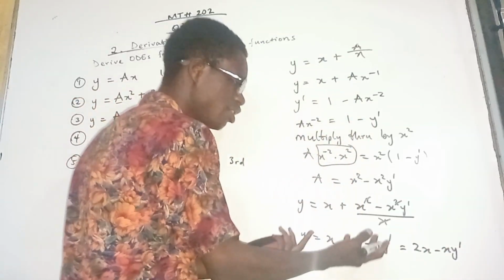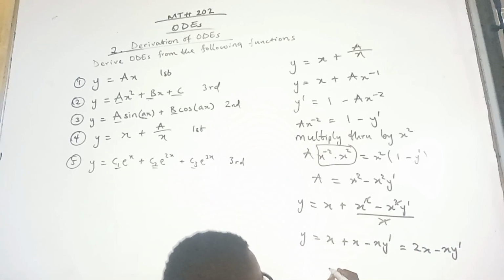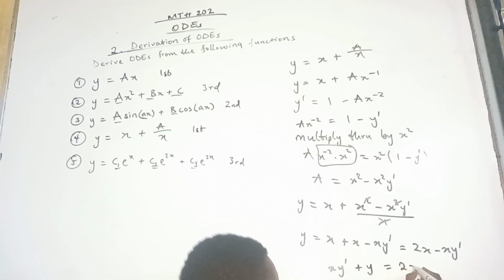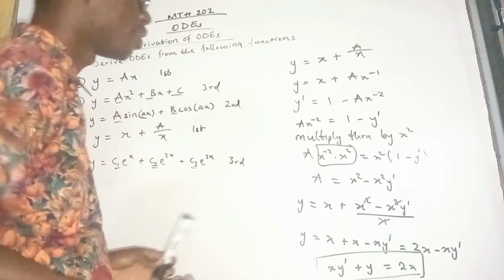Now I can rearrange this ODE and write, when minus xy prime comes to the other side, it becomes plus xy prime. There's y here already, plus y equals 2x. And this is my final ODE. And that's all about this.